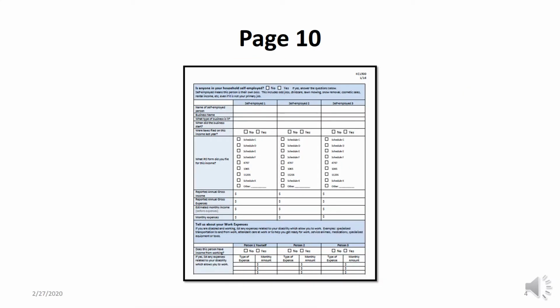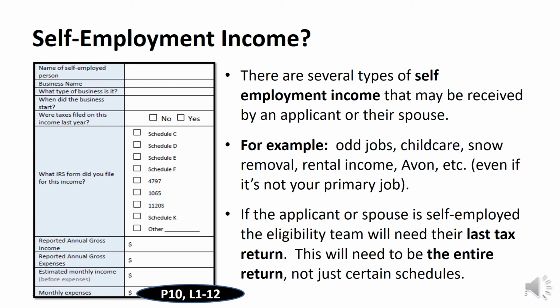Page 10. Self-employment income. There are several types of self-employment income that may be received by an applicant or their spouse. For example, odd jobs, child care, snow removal, rental income, even if it's not your primary job. Also things like income from farming, income received from leasing or renting farmland, income received from leasing or renting a home or other property. If the applicant or spouse is self-employed, the eligibility team will need their last tax return. This will need to be the entire return, not just certain schedules.